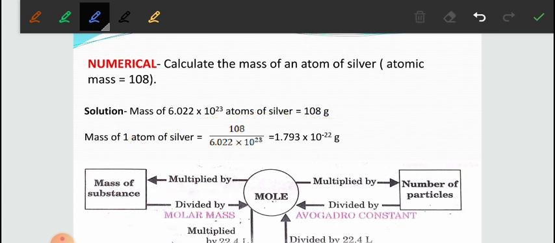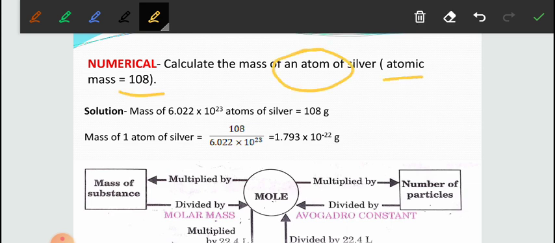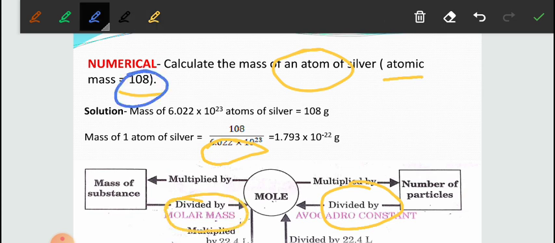So first of all, what is given? The atomic mass is given, which is the molar mass, and secondly an atom is given. So I need to divide by the Avogadro number and multiply by the molar mass. The molar mass was 108. So multiply by the molar mass, and I will get my answer.